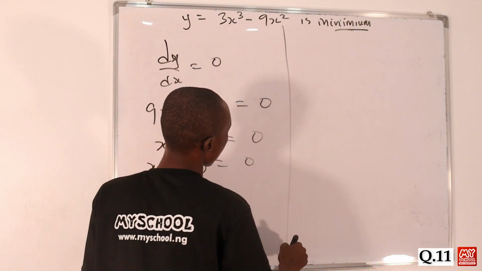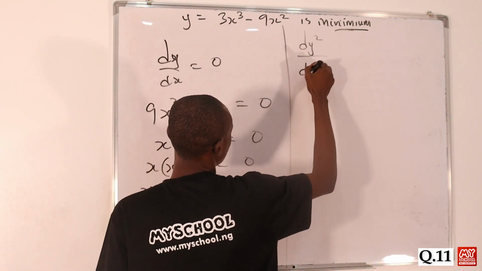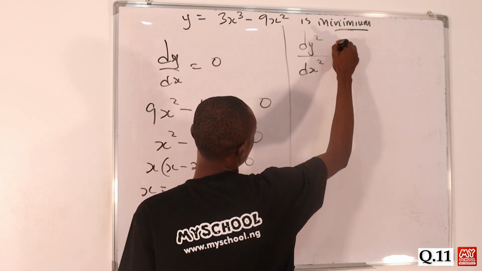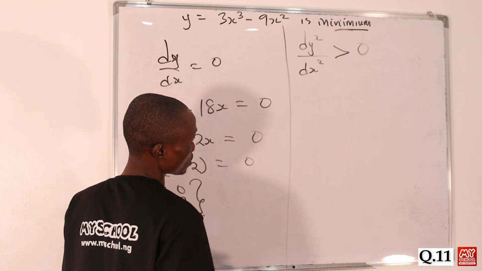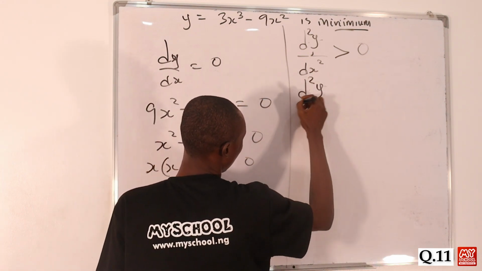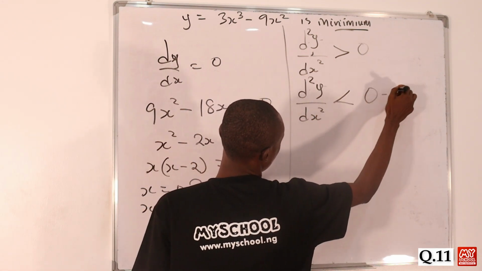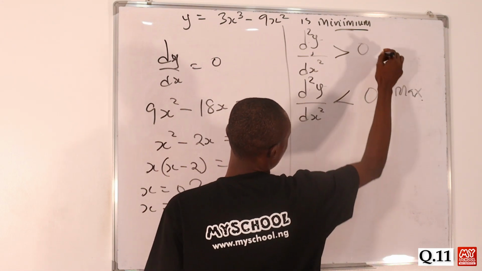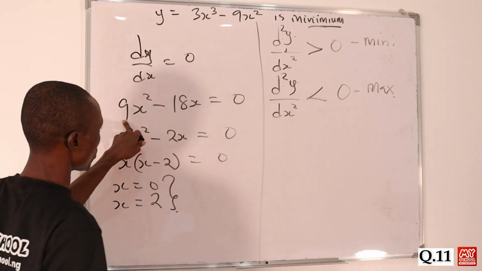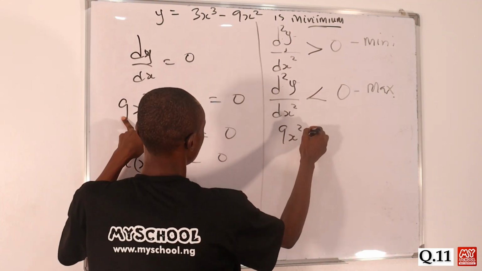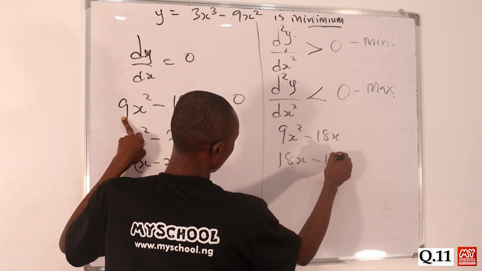So for us to find the minimum point, remember that d squared y all over dx squared must be greater than 0 for us to have minimum point, okay? For us to have maximum point, d squared y all over dx squared must be less than 0 for us to have maximum. So this gives us maximum and this gives us minimum, okay? So let's differentiate this again. 9x squared minus 18x again. So if we differentiate again, we're having 18x minus 18.